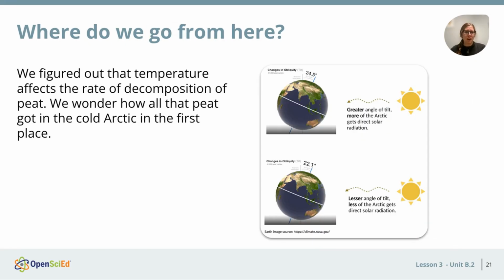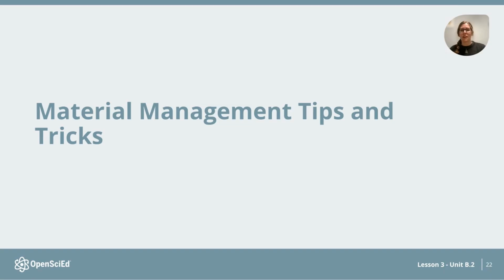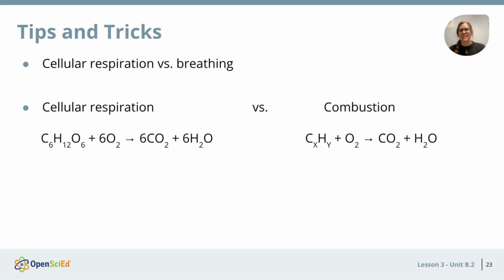So where do we go from here? We figured out that temperature affects the rate of decomposition of peat, and we wonder how all that peat got in the cold Arctic in the first place. Where did all those plants come from? All right, let's see the material management tips and tricks. And I've got a few of them for us.